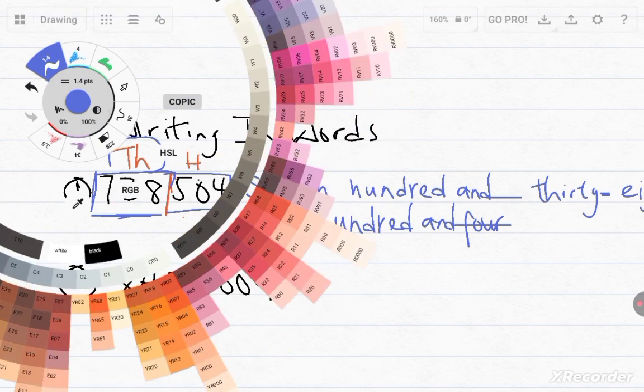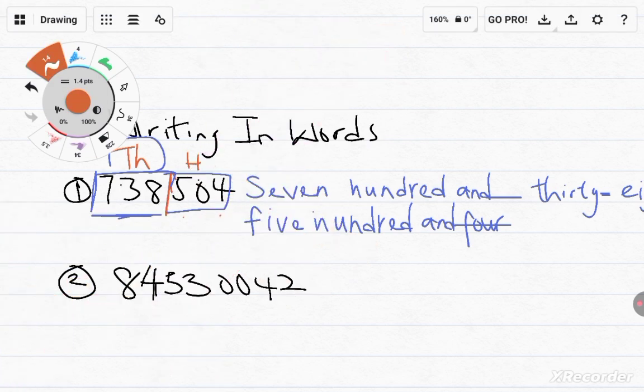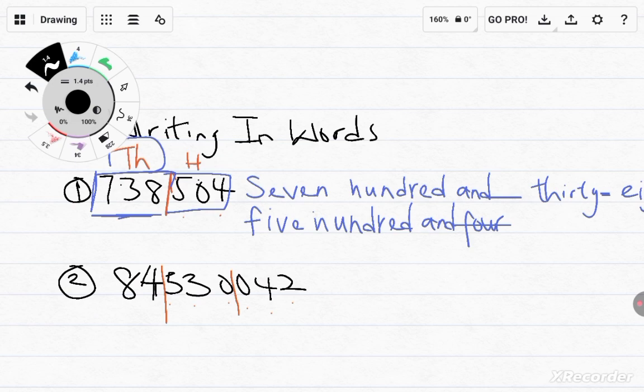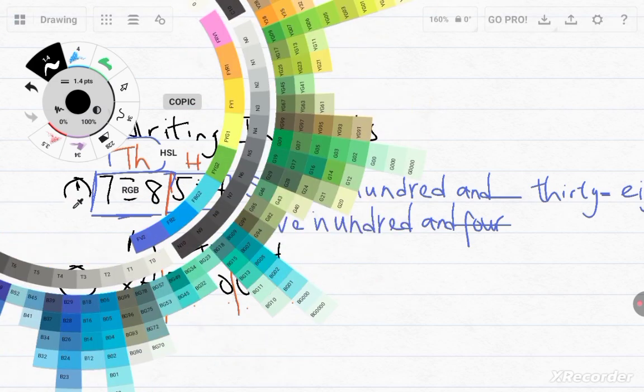Let us try this second number. So what do we do? First things first, you group in threes and you start grouping in threes from behind. So you have 1, 2, 3. One group. 1, 2, 3. Another group. Once you have grouped in threes, the next thing you want to do is to label the groups. And how do you label the groups? You label from hundreds forward. So what do you have? Thousand. Then after thousand, what's next? Million.